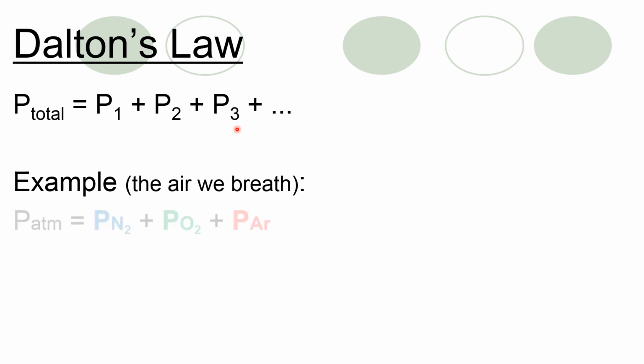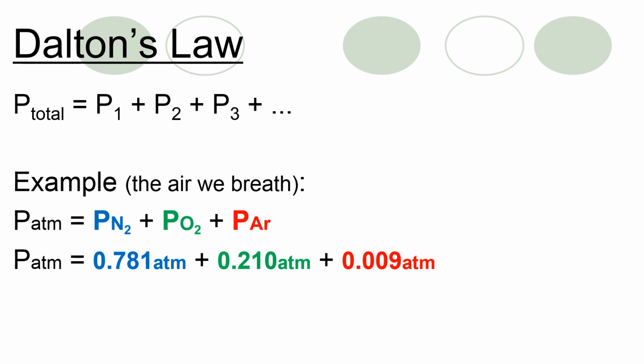By way of example, we can look at the air we breathe. The air we breathe is made of nitrogen, oxygen, and argon. Those are the primary constituents, and of course a bunch of other things that are very much lower. If we look, we can see that the nitrogen concentration, or partial pressure, is about 0.781 atmospheres. The oxygen concentration is about 0.21 atmospheres, and argon a little bit less than 0.01 atmospheres. If we add all those together, we get 1 atmosphere pressure.